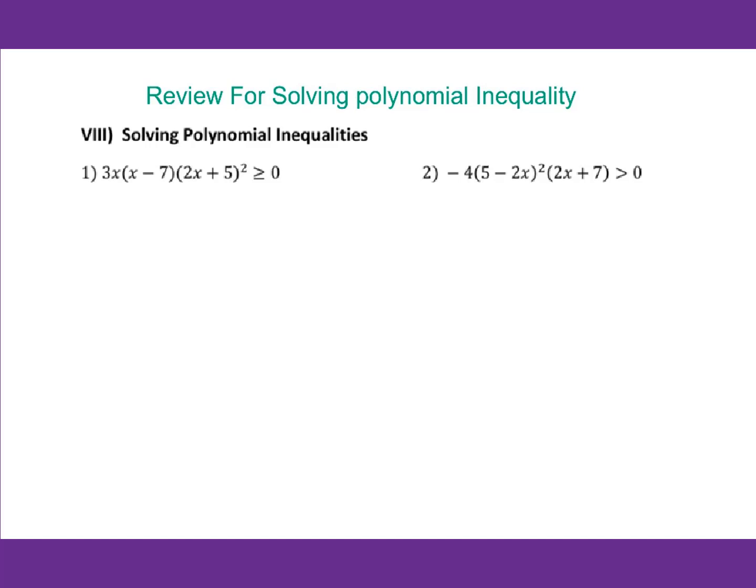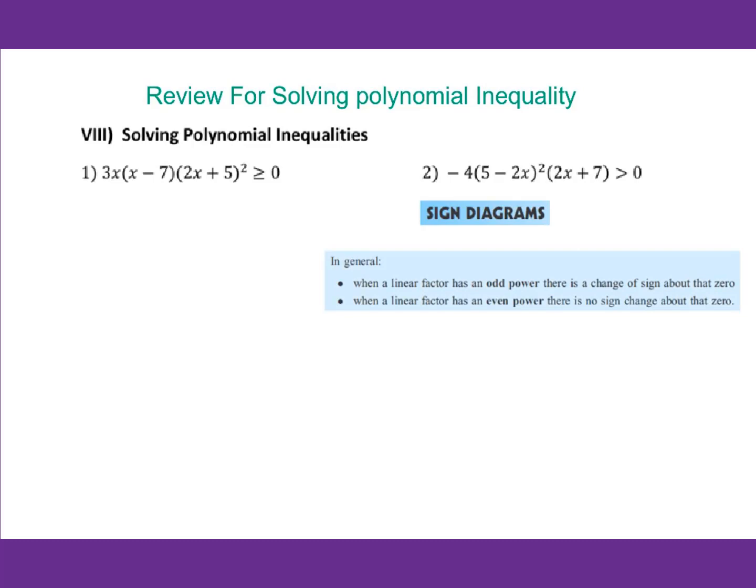This video is about a review for solving polynomial inequalities. We have to use the sign diagram to solve polynomial inequalities. Remember, in general, when a linear factor has an odd power, there is a change of sign about that zero. When a linear factor has an even power, there is no sign change about that zero. So you need to check the exponents of that linear factor.